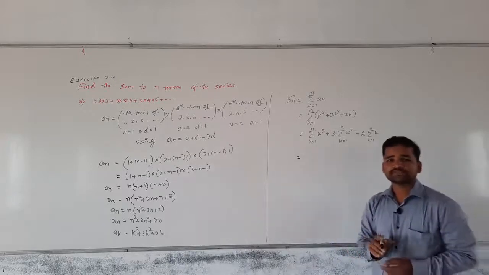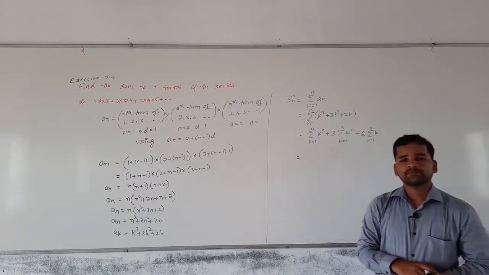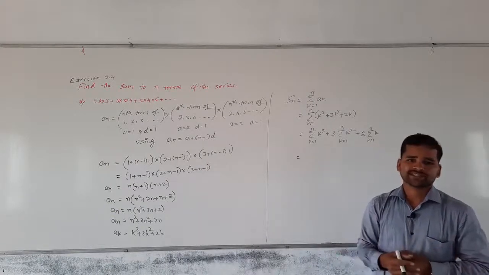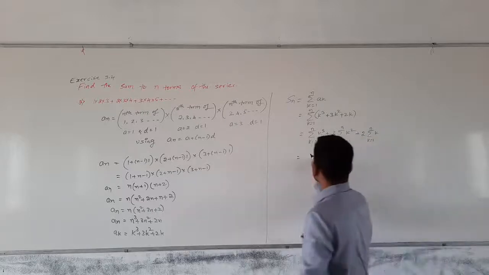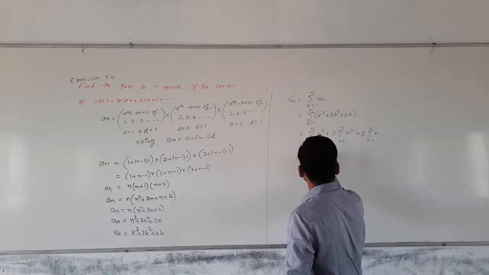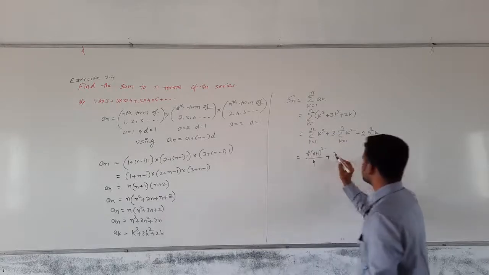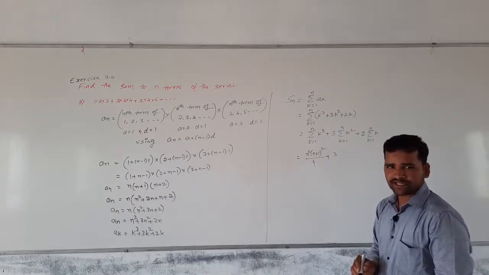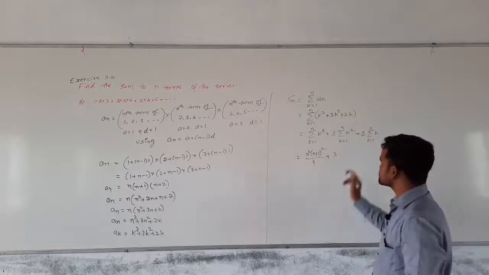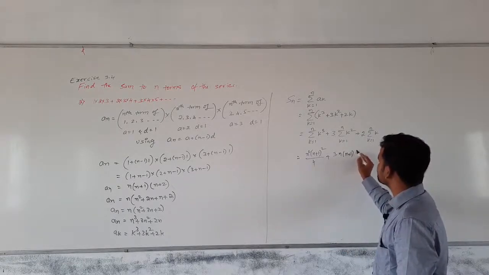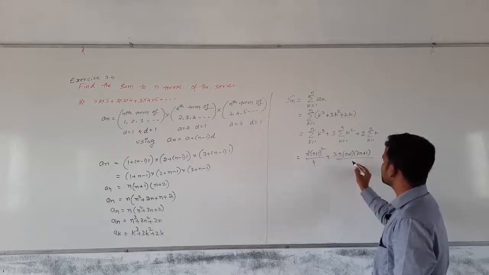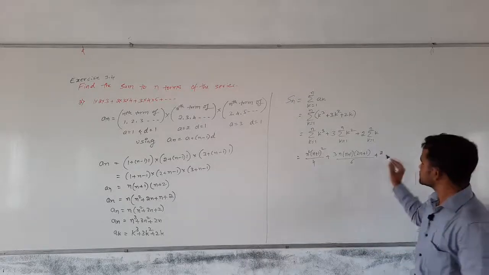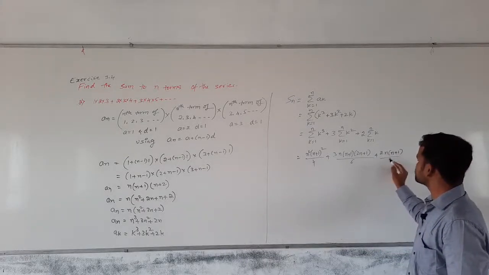What is summation of k cube? Summation of k cube means 1 cube plus 2 cube plus 3 cube so on up to n cube, means sum of cubes of first n natural numbers. We have the standard formula n square into n plus 1 whole square divided by 4, plus 3 into summation of k square, means sum of squares of first n natural numbers. The formula is n into n plus 1 into 2n plus 1 divided by 6, plus 2 into summation of k, which is nothing but n into n plus 1 by 2.